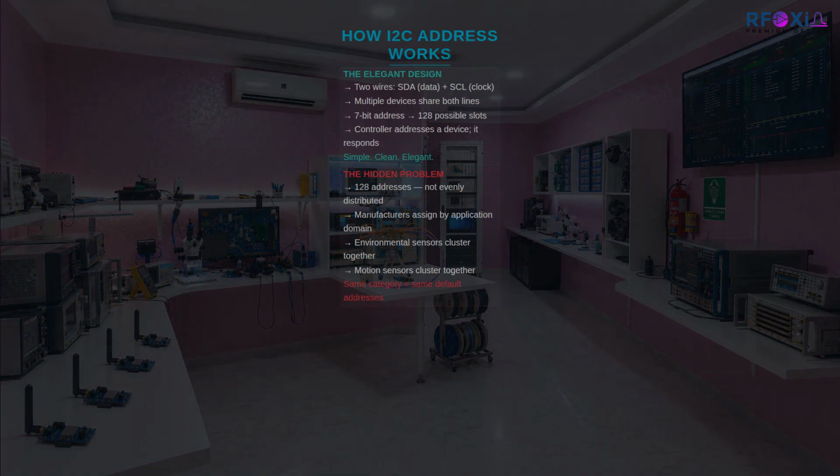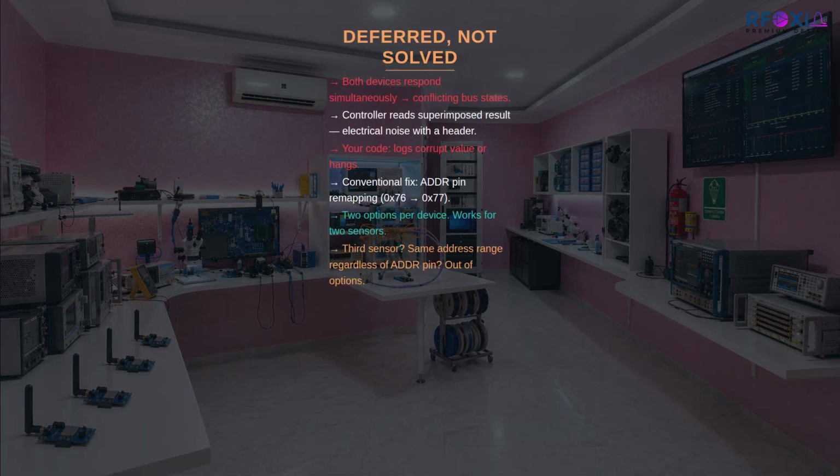When that happens, both devices respond to the same address simultaneously. They pull the data line in conflicting directions. The controller reads the superimposed result of both responses at once, which is not the data from either device. It is electrical noise with a header, and your code, which was written assuming one device per address, has no framework for understanding what went wrong, so it either logs the corrupted value or it hangs.